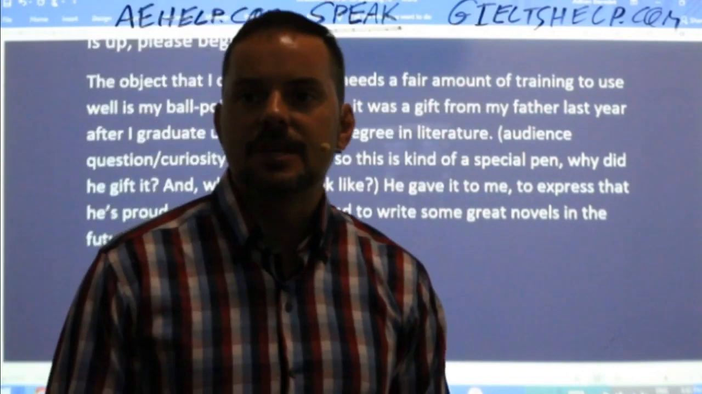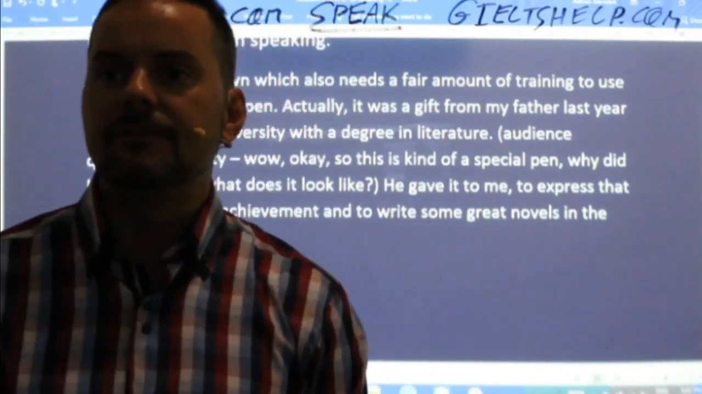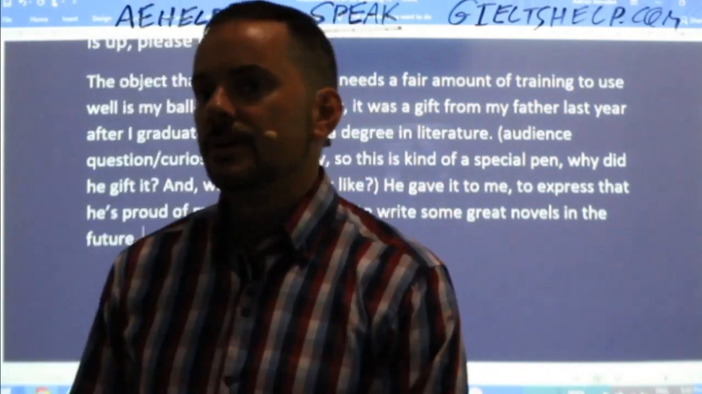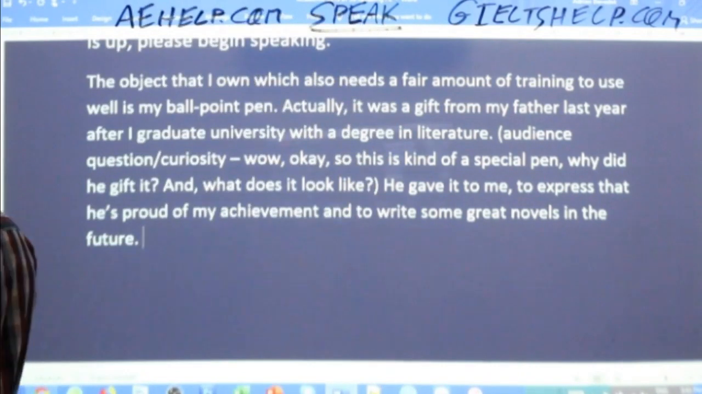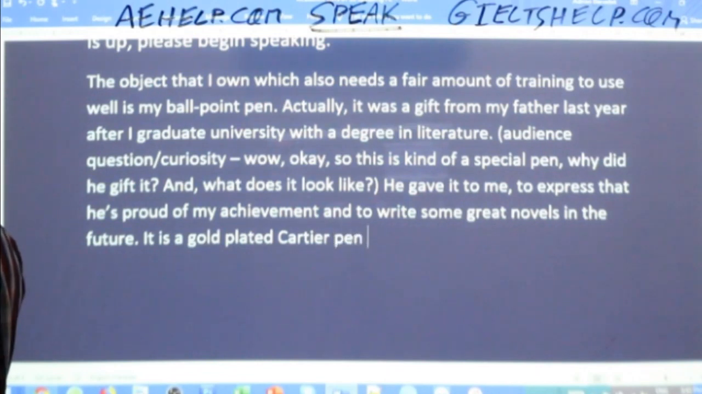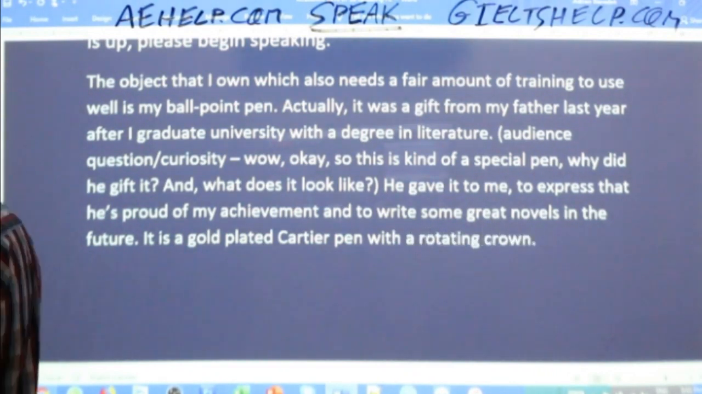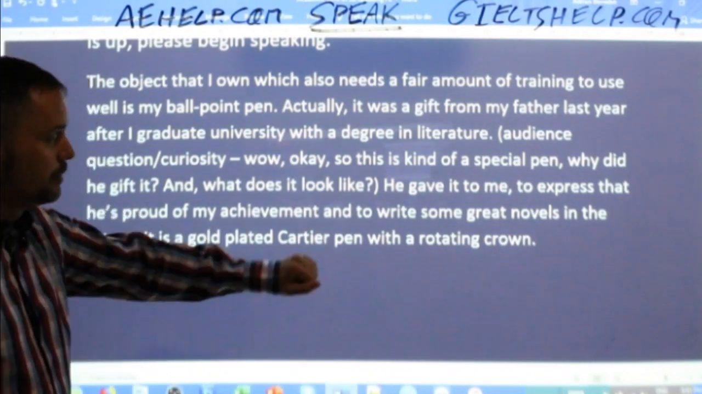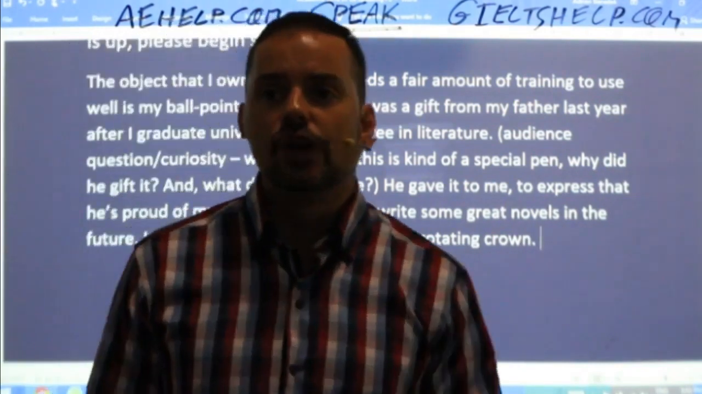Ansar Shamimi says it has a gold-plated coating and a very smooth texture with a logo. Okay, sure. It is a gold-plated Cartier pen with a rotating crown. Okay, I'm getting a little bit fancy here. Okay, so it is a gold-plated Cartier pen with a rotating crown. So it's a nice, luxurious pen.